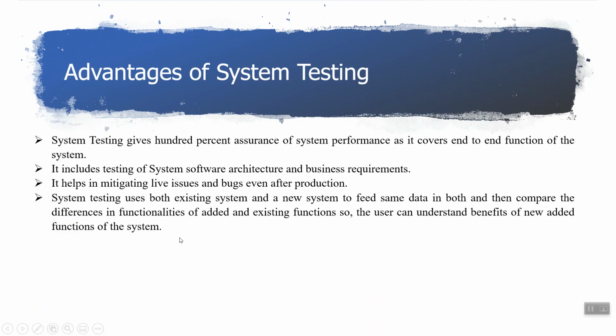Next is advantages of system testing. System testing gives 100% assurance of system performance, as it covers end-to-end function of the system. It includes testing of system software architecture and business requirements. It helps in mitigating live issues and bugs even after production.